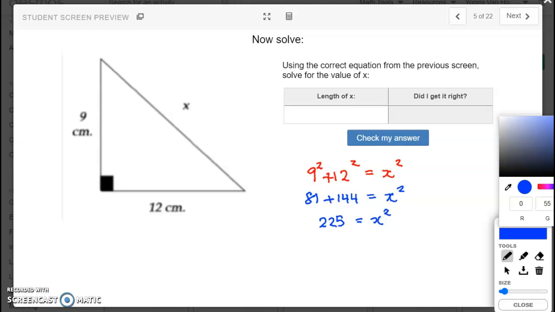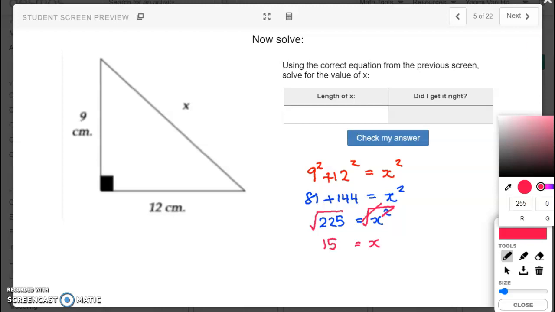Now, what do I do now? I don't want x squared. I want x. So I need to undo squaring. How do I undo squaring? What is the opposite of squaring? It is square rooting. So you take the square root of both sides. When I do that, the square and square root symbol cancel each other out because they undo each other. And you're just left with x on the left hand side is equal to the square root of 225. You use the square root symbol on your calculator and you should get 15 as your final answer.